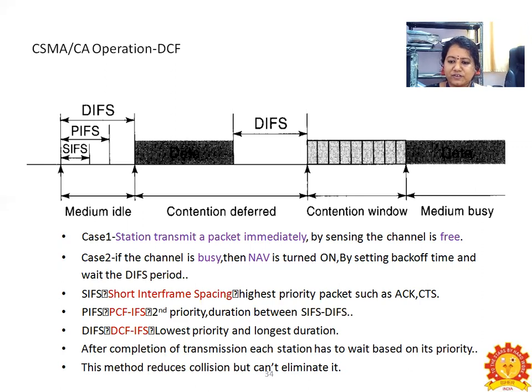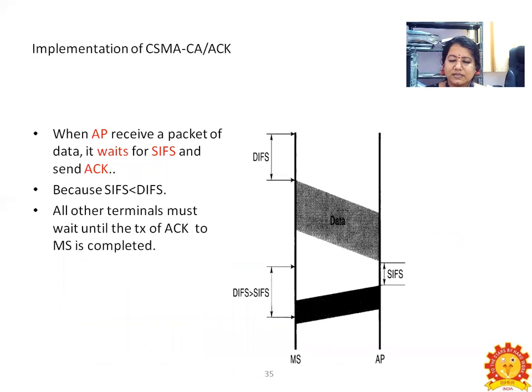So after the completion of a transmission, each station has to wait based on its priority. This method will reduce collisions, but it can't eliminate them. This is an implementation of CSMA/CA with acknowledgement. When an access point receives a packet of data, it waits for the SIFS and then sends the acknowledgement, because SIFS is less than DIFS. All other terminals must wait until the transaction of acknowledgement to the mobile station is completed.